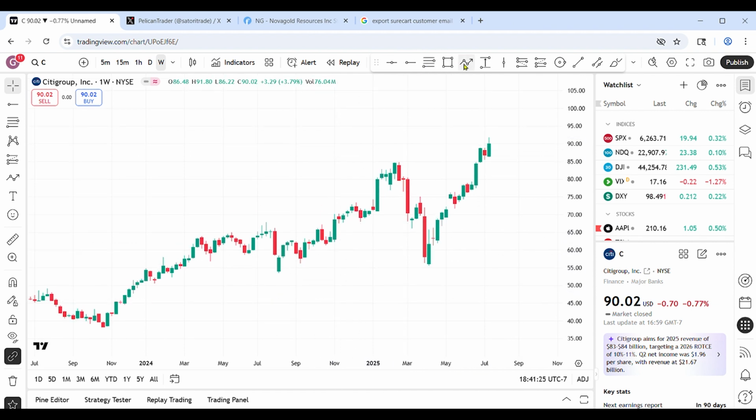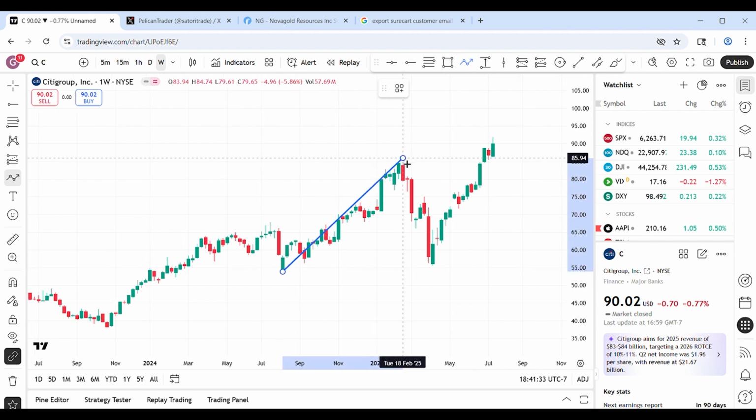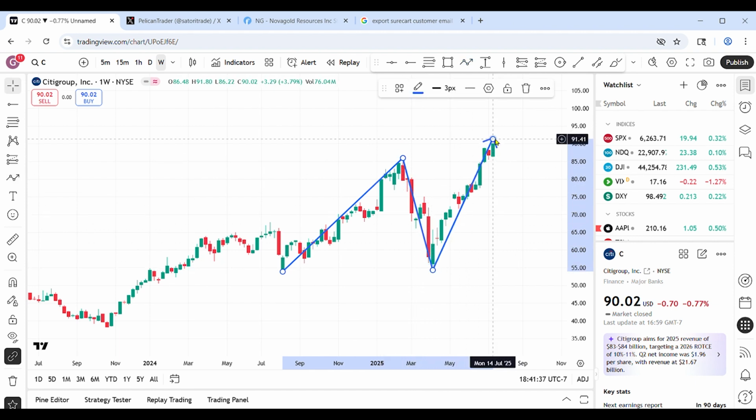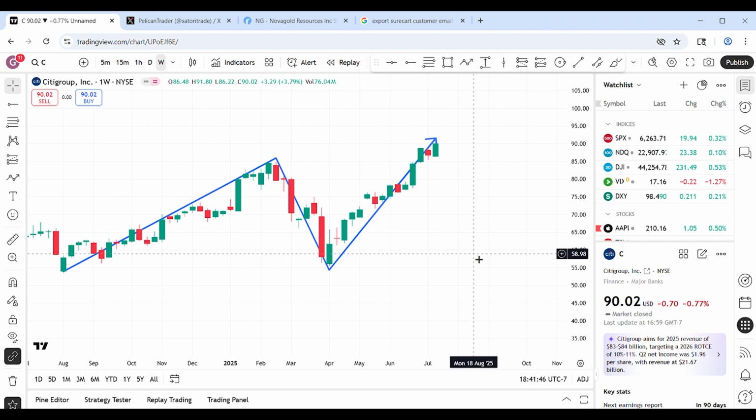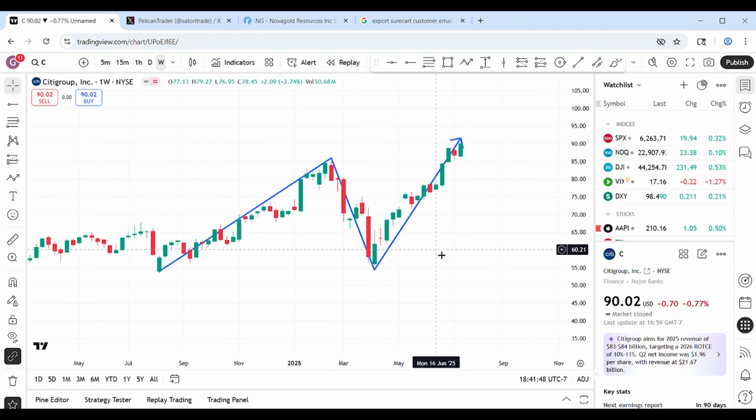First thing we're going to do is assess the trend. We'll do that by assessing the most recent highs and the most recent lows. And so we go from low to high, high to low, low to high. We'll notice that as they're moving from left to right, the highs are moving higher. And as they're moving from left to right, the lows are also moving higher. So that's the definition of an uptrend. So Citigroup is now in an uptrend.